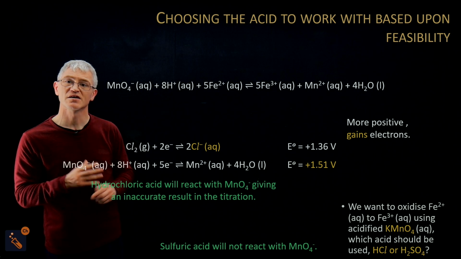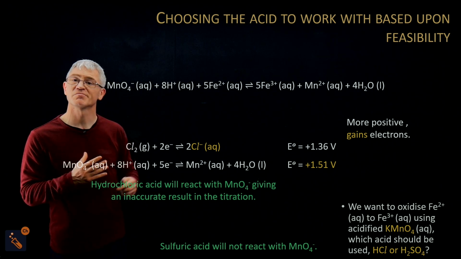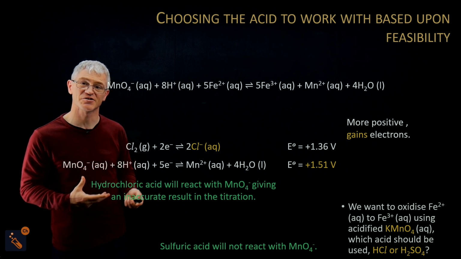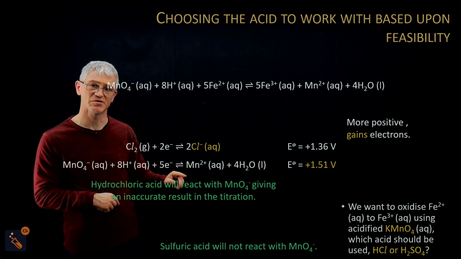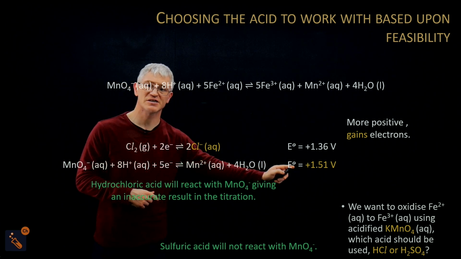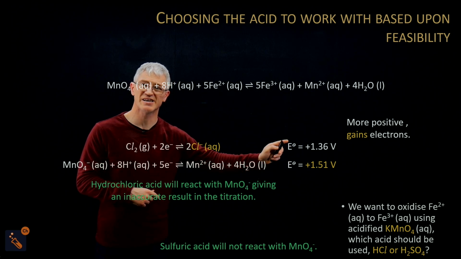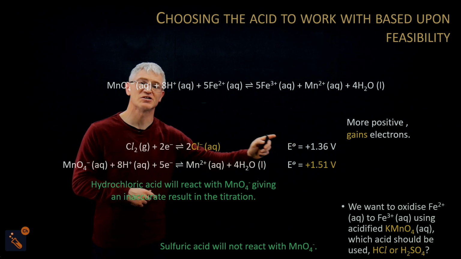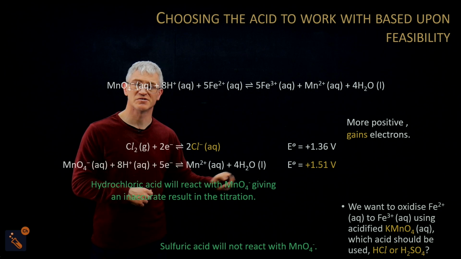Let's go to the next one. Hydrochloric acid is going to react with MnO4, therefore giving an inaccurate result. So if we look here, the hydrochloric acid will react with MnO4. Why? If you look here, the electrode potential here is positive. The electrode potential here is also positive, but less positive. So we think this one's going to lose electrons, and this bottom one's going to gain.